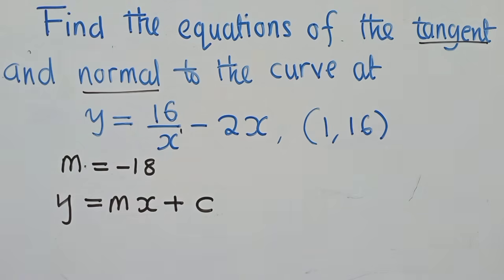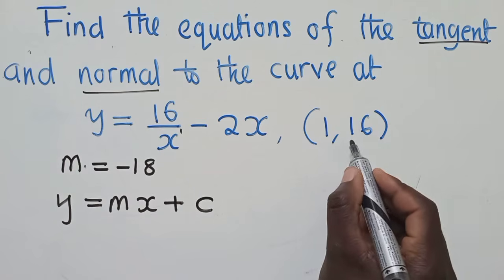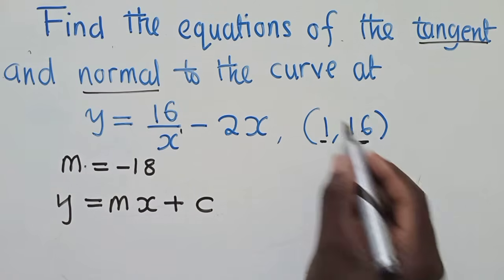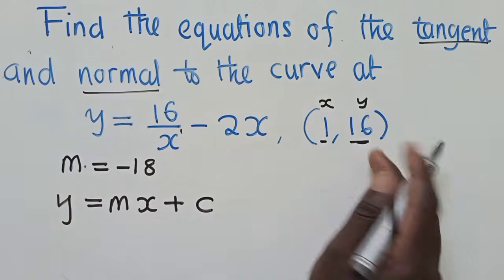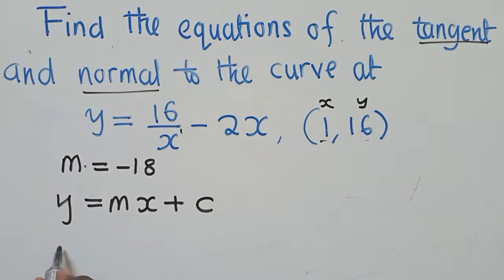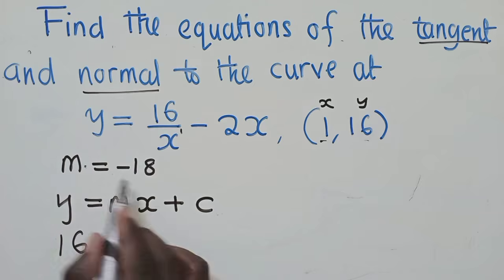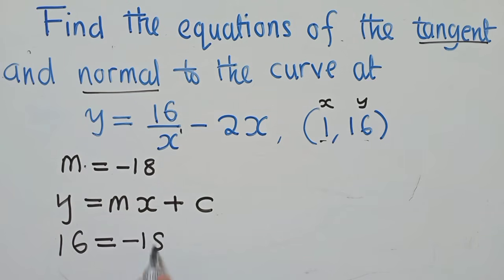Okay, so what is our y? If we see this is y and this is x, so we have x and y. So what is our y? It's 16, which is equal to, what is our m? The gradient, it's negative 18, times x, which is 1 here, plus c.